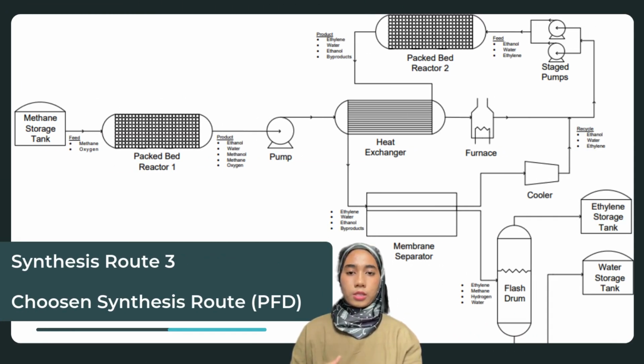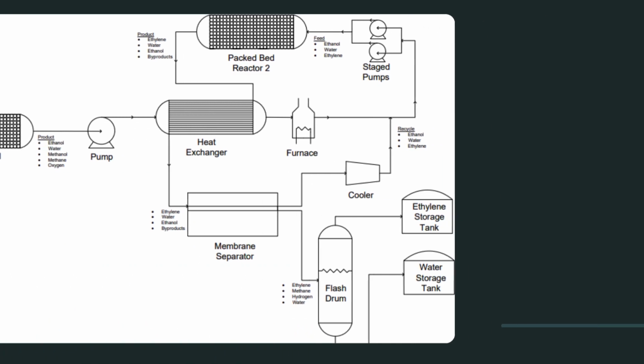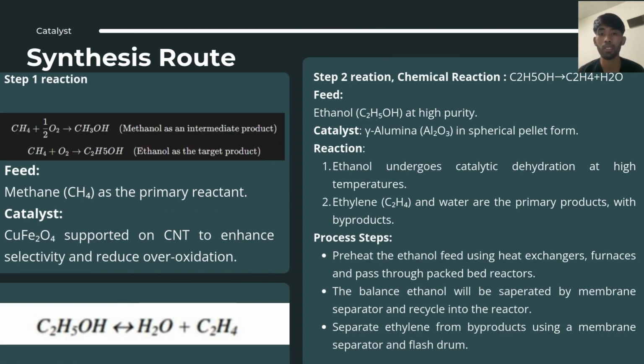Next, this is our chosen synthesis route, which is the dehydration of ethanol also, but this one with the recycle stream that leads to a big difference in percentage yield. We go for the synthesis route which has a two-step reaction. For the step 1 reaction, we use methane as the primary reactant, and from that we produce methanol as an intermediate product. We use CuFe2O4 as a catalyst, which is supported on CNT to enhance selectivity and reduce overall oxidation.